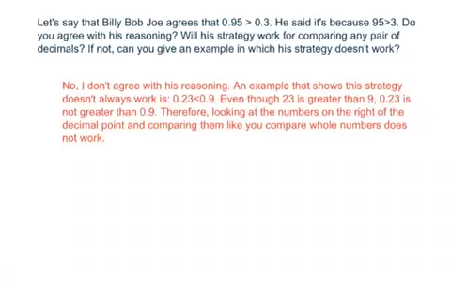I hope you didn't agree with his reasoning. An example that shows the strategy doesn't always work is, and I just came up with one, you could have used a totally different one, 23 hundredths is less than 9/10ths. Even though 23 is greater than 9, 23 hundredths is not greater than 9/10ths. Therefore, looking at the numbers on the right of the decimal point and comparing them like you compare whole numbers does not work. You definitely want to have this in your notes because you don't want to make the same mistake that Billy Bob Joe made. Poor Billy Bob Joe.